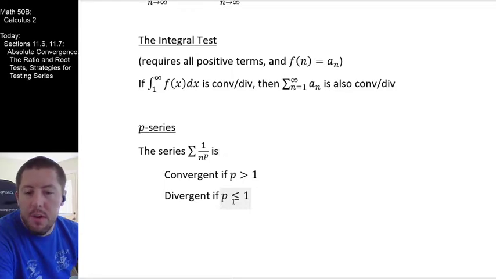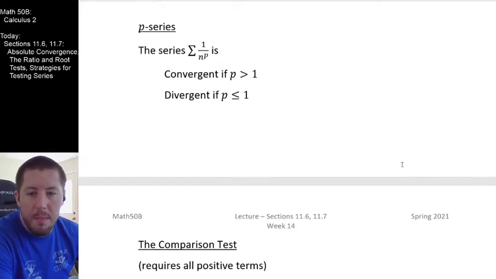And you should all just briefly remember that if that p is equal to 1, that's the series 1 over n. That is the harmonic series. And that's, as we have seen in all of our videos, one of our most common comparisons that we make is to the harmonic.